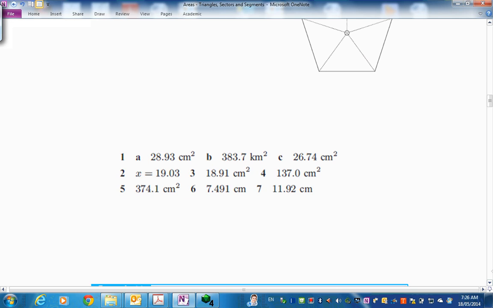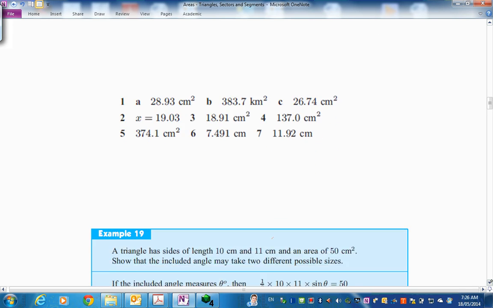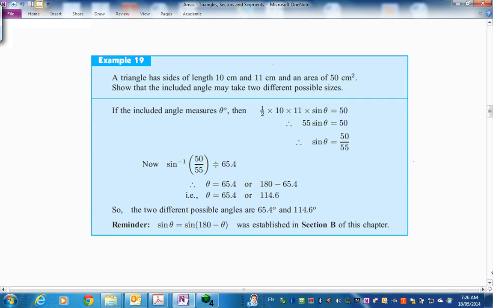There we have it, very nice. Check your answers, go back and see if you made any mistakes there. Alright, let's move on. What else can we do with that formula? Well, here's an interesting problem.